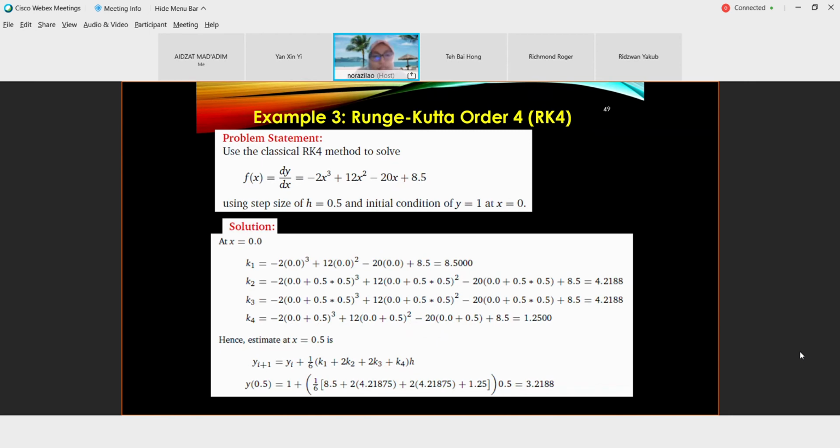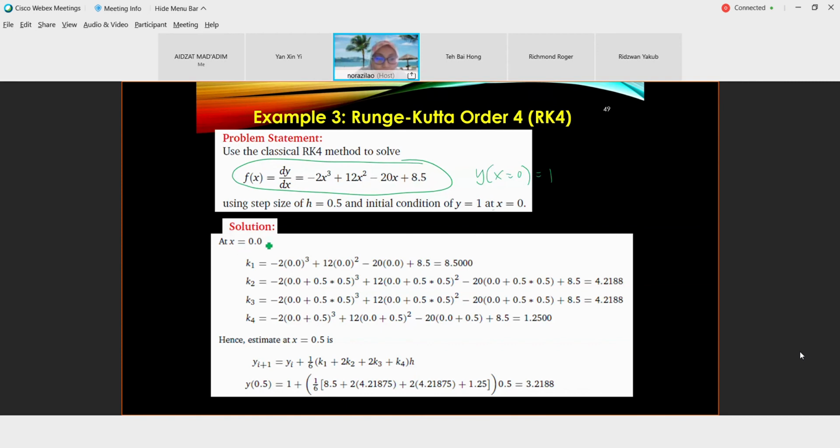Okay, so you may test slowly if given this equation. If we are given this question with the step size h equal to 0.5, and the initial condition y equal to 1 at x equal to 0, it means that the initial condition that we need to write is 1. Then we do it the same as Euler. We need to repeat the process.